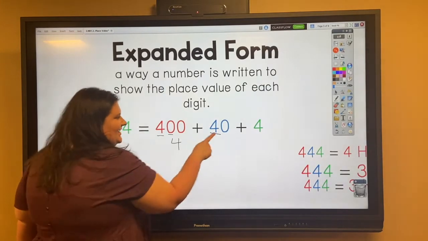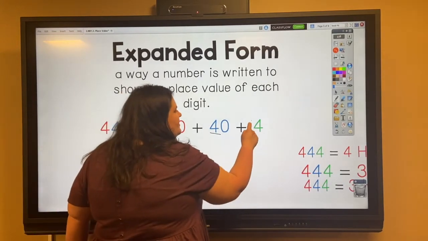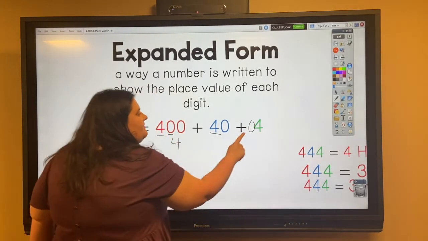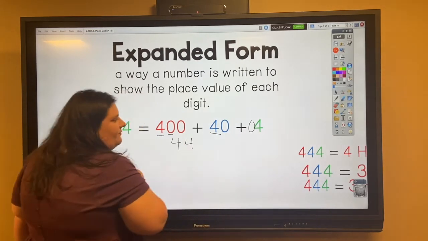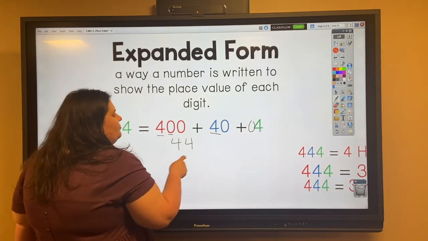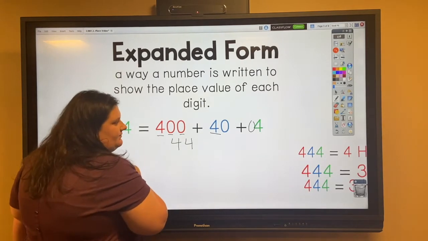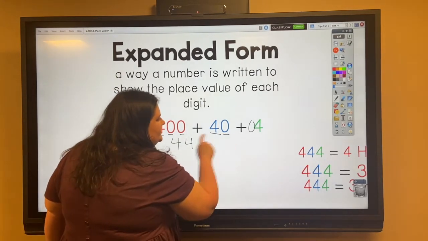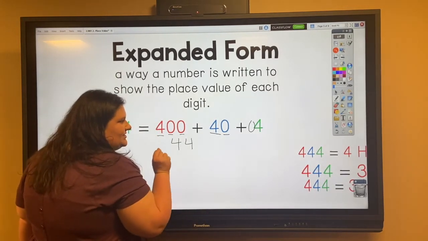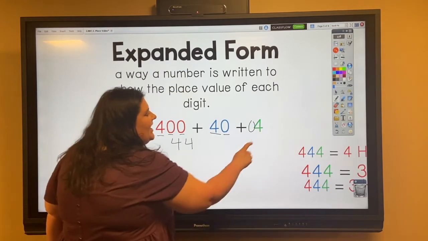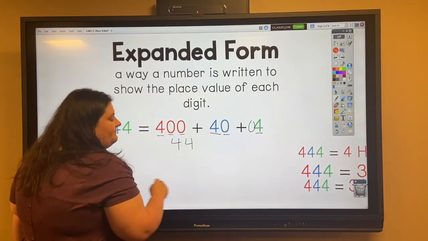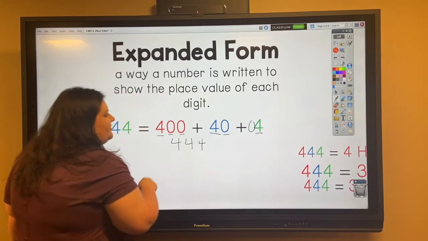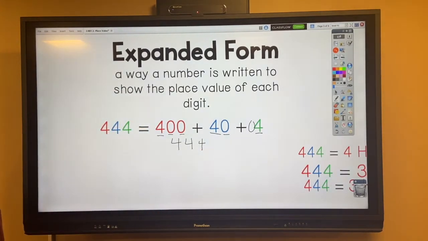4 tens in 40, and then there's 0 tens in 4, that's going to be worth 4 tens. And then finally ones, there's 0 ones in 400. Then there's 0 ones in 40, and then there's only 4 ones in 4. That means that number will equal up to 444.